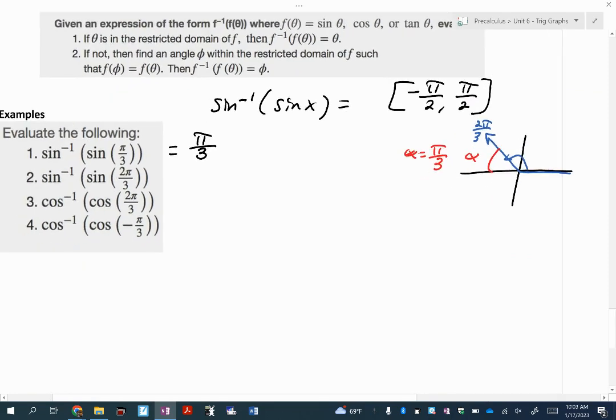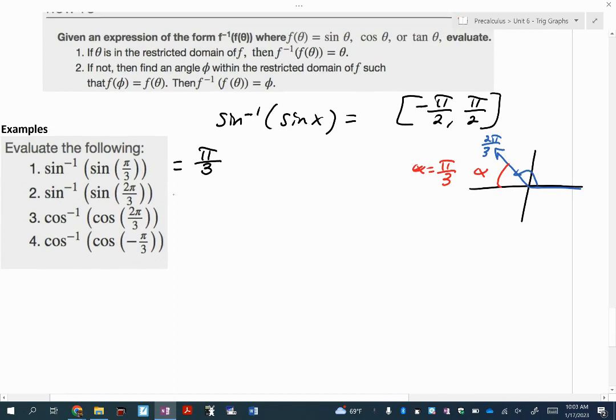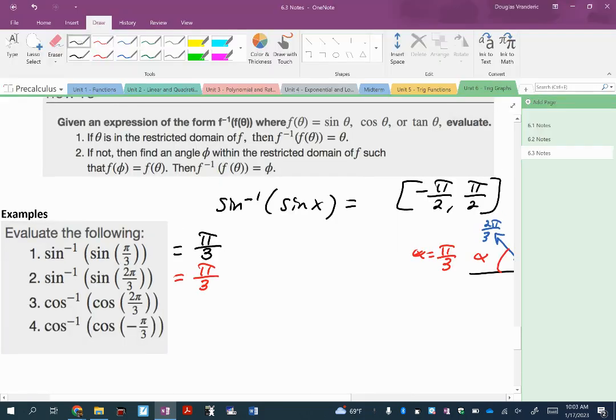All right. And just to make sure we're talking about the same restriction here, when we look at this, our answer just needs to be between negative pi over 2 and pi over 2, which will also be pi over 3. Okay. Let's do the next one.